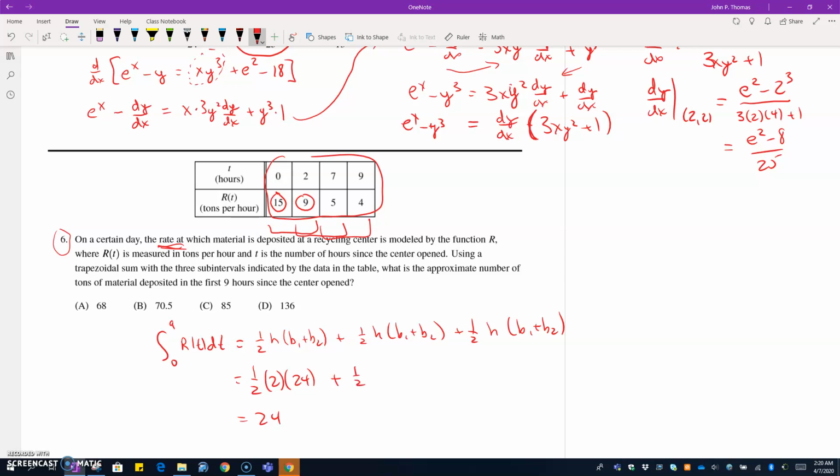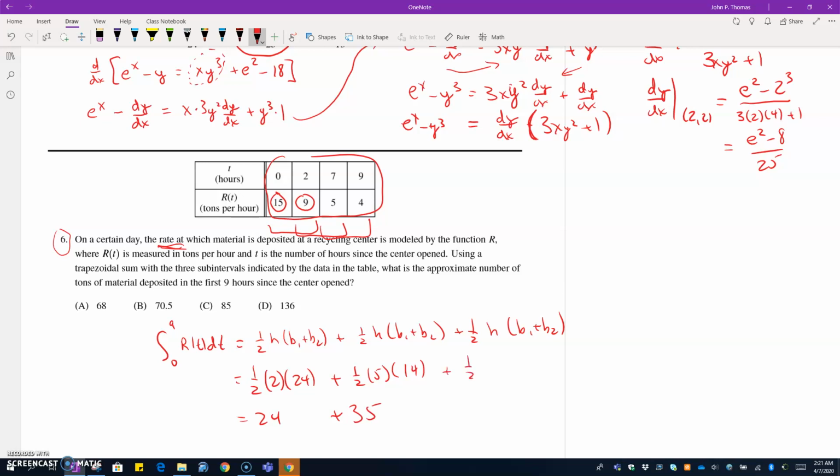Then I've got 1/2. The height on this one, it goes from 2 to 7, so the height is 5. And then I add up the bases, 9 plus 5, and that gives me 14. Half of 14 is 7. 7 times 5 is 35, so I've got a plus 35 for that piece.